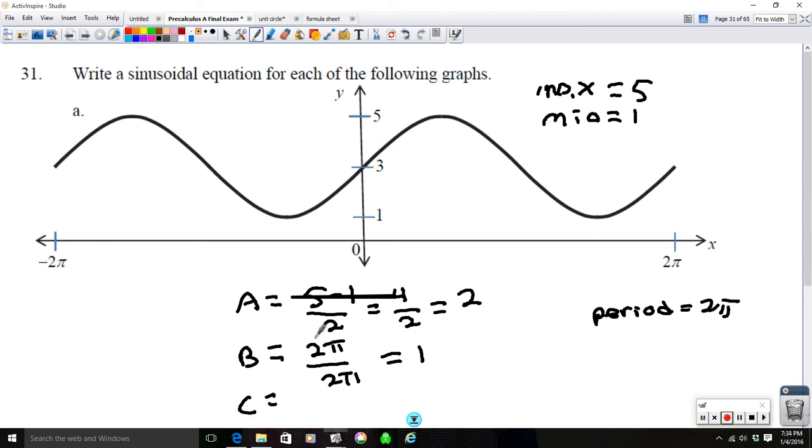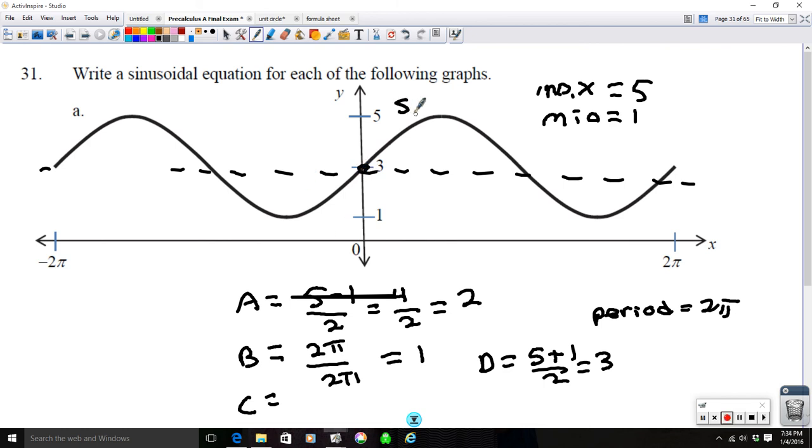C, the x value where, and here's your D, which is halfway between the max and the min. Let's do that for D first. D is max plus min divided by 2, which is going to be 3. And C is, we know we have a sine function here because that sine function is starting at the central axis, going to the max, central axis to the minimum, and back to the central axis. So I know this is positive sine. And that function period is going to start at an x value of 0, so that makes C 0.